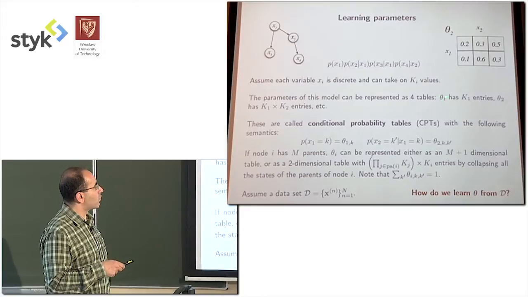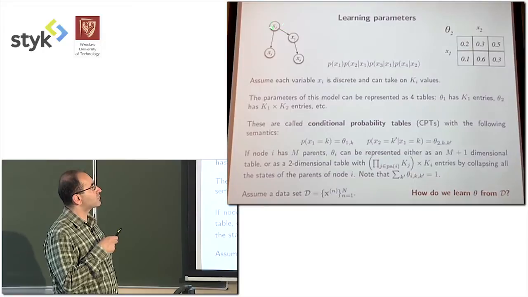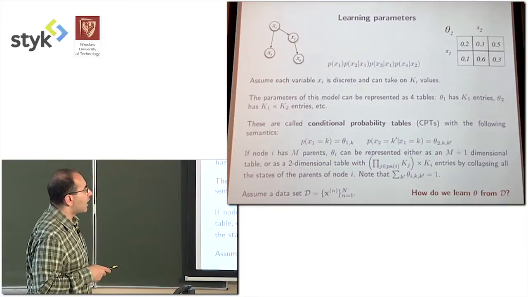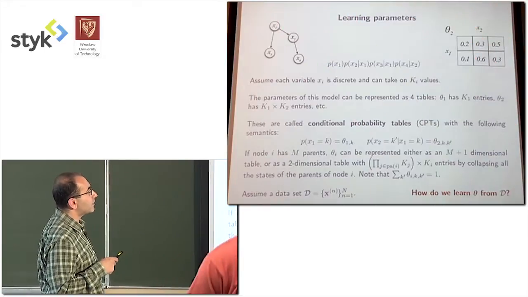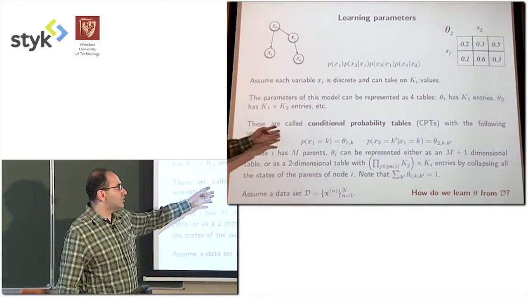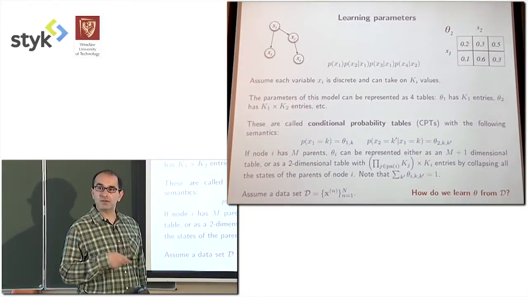Table theta 1 has k1 entries. K1 represents the number of values for variable 1, so that would be 2 entries. Theta 2 has k1 times k2 entries, etc. And these parameters are called conditional probability tables. You'll sometimes see the term CPTs thrown around.